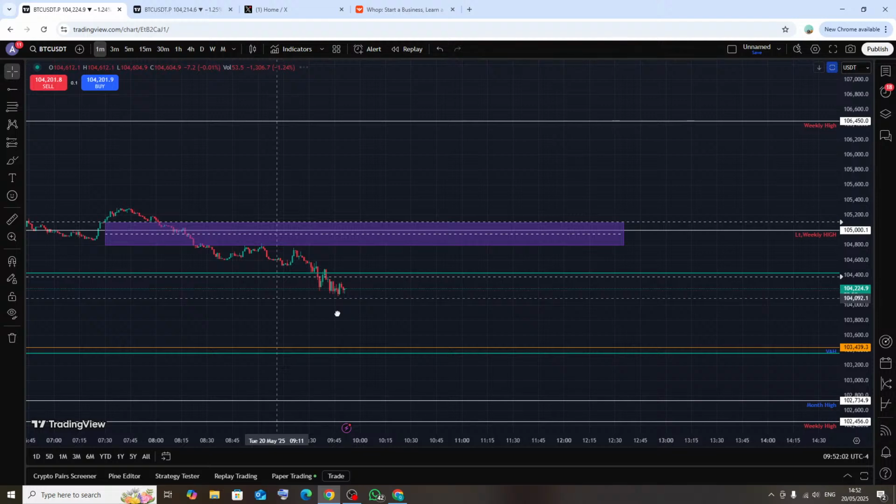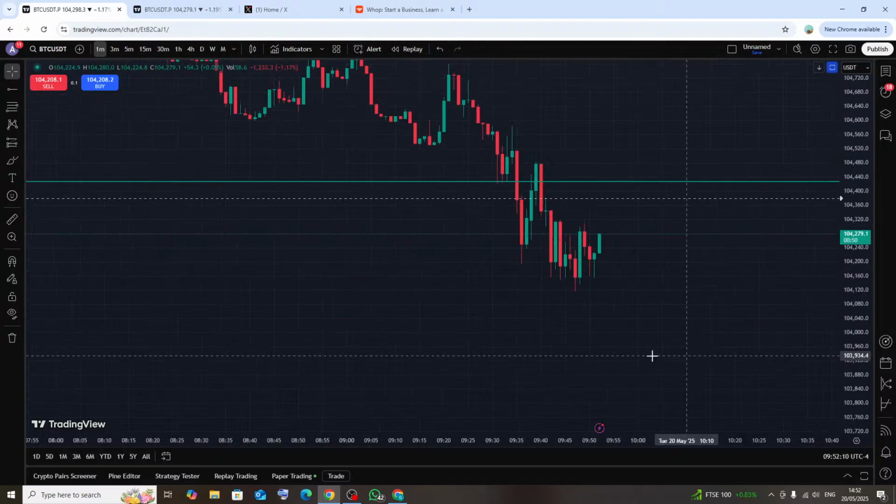But it's difficult to predict, and difficult to take any kind of trade. I think there may not be any trade in this morning session. This is what I was thinking about.